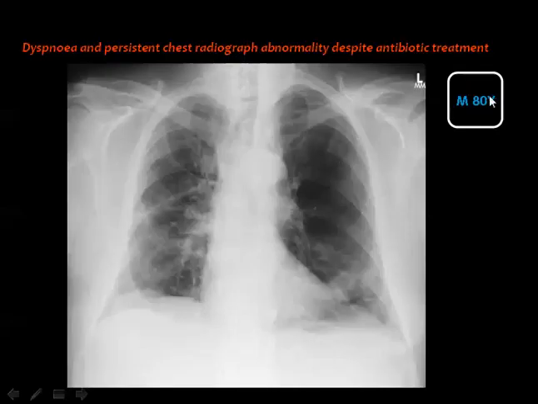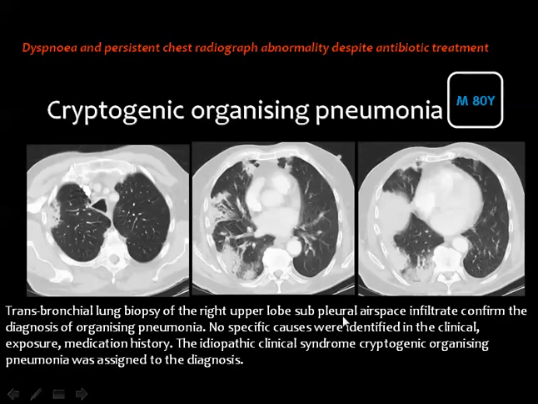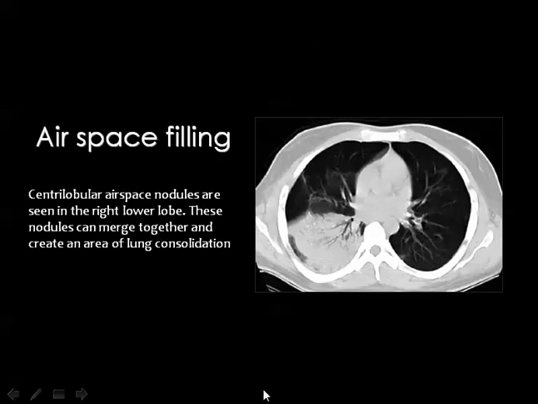And this is an 80-year-old patient with dyspnea and chest opacities, and these are the opacities. Actually, you cannot see the reverse halo sign here, but this patient was subjected to transbronchial lung biopsy, and they confirmed the diagnosis of organizing pneumonia.